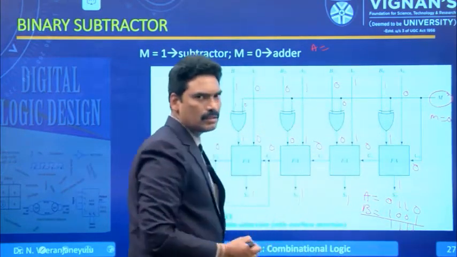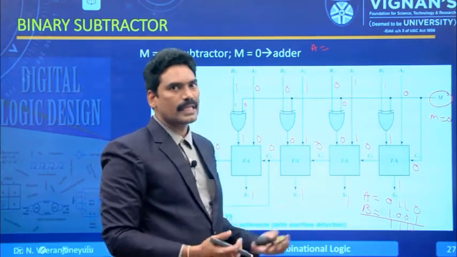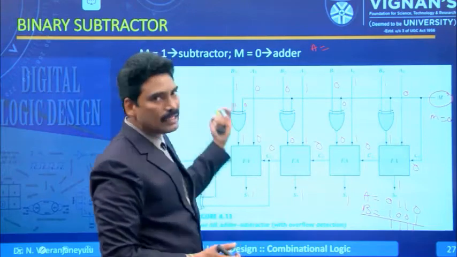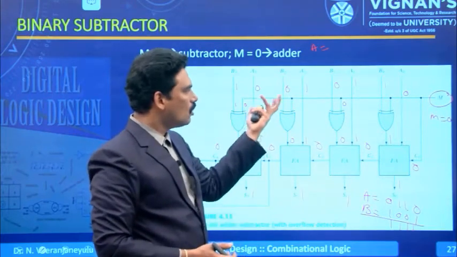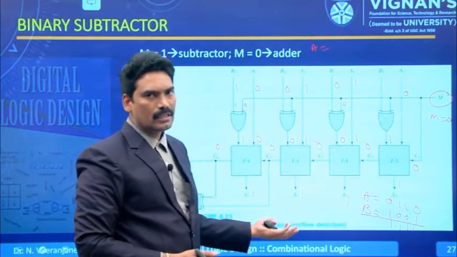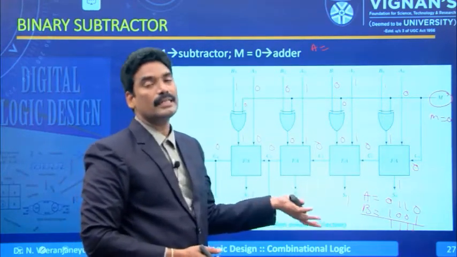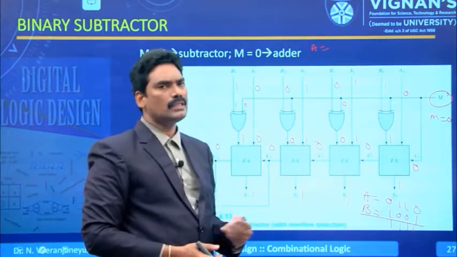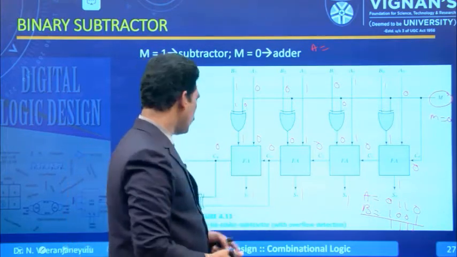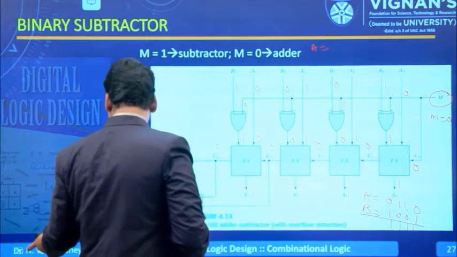This is the answer. It acts as a binary adder and subtractor, that is the name. So if M is equal to 0, the circuit acts as an adder. If M is equal to 1, it acts as a subtractor. How can we say that it acts as a subtractor? We are going to discuss this subtractor now.